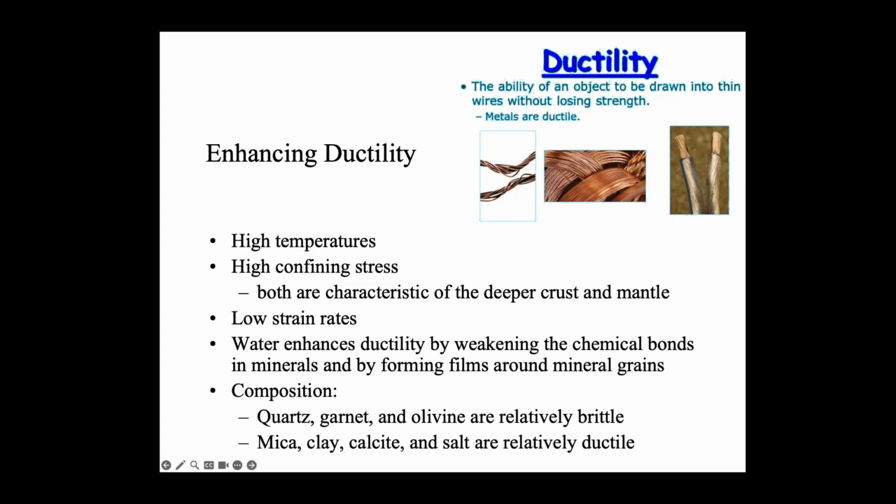Now, in addition, the presence of water, which can be incorporated into mineral structures, also enhances the ductility of rocks by weakening the chemical bonds and forming thin films around mineral grains. And there are differences in the relative ductility of minerals. Quartz, garnet, and olivine are relatively brittle, whereas mica, clay, calcite, and salt are relatively ductile. And we know this intuitively. You know, micas are these sheets, and you can imagine these will deform very nicely.